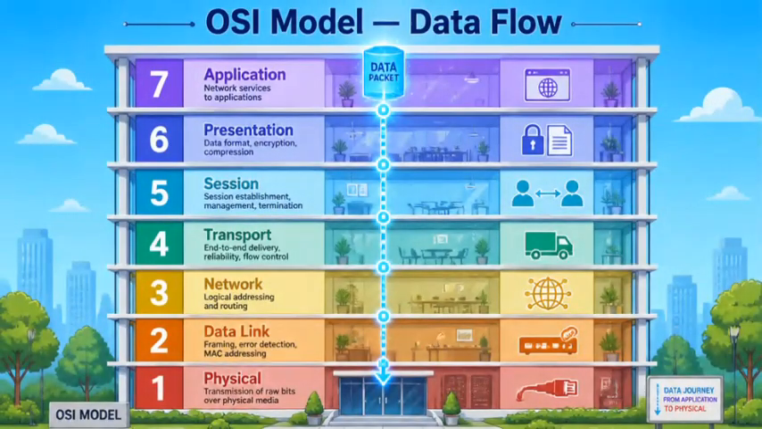And that is the full journey. From the application layer at the top, where you interact with your apps, all the way down to the physical layer at the bottom, where raw signals carry your data across the wire. 7 layers. One seamless system.